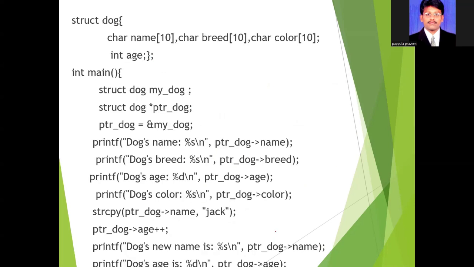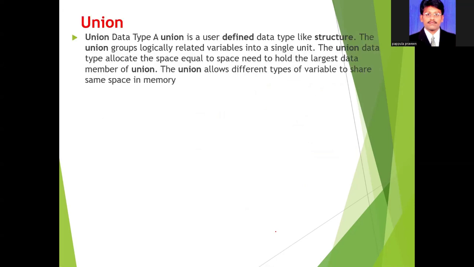Similarly, we have another program, which is also similar. Before union, I want to show one more program, pointer to structure, and one more is functions. Function, I think it is completed. Nested structure, we have completed one or two examples. We will see more examples.